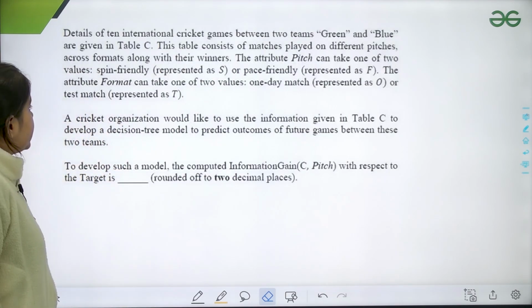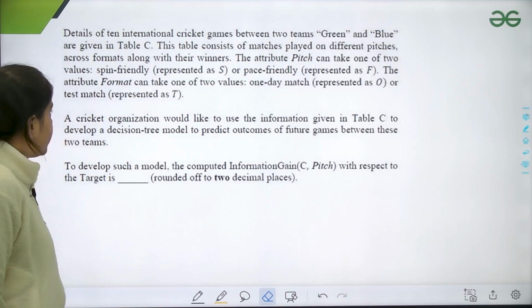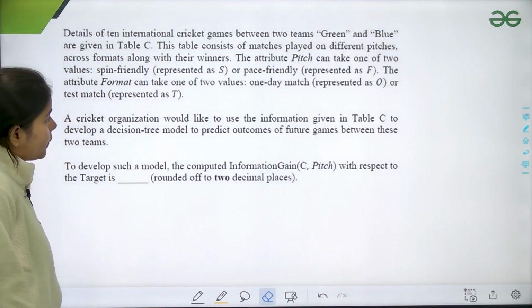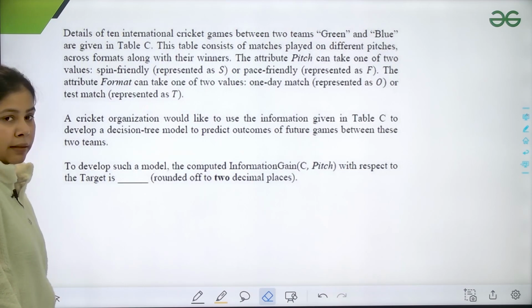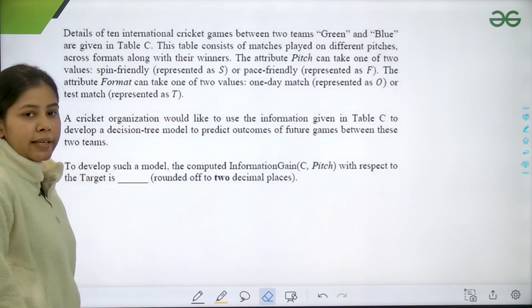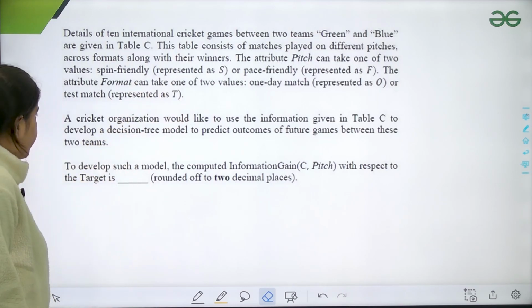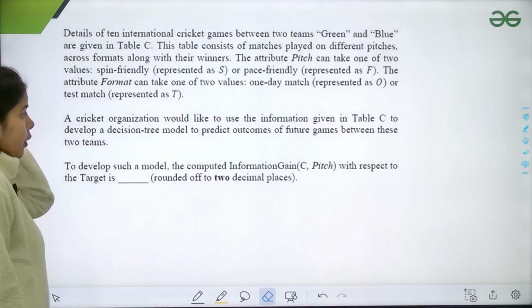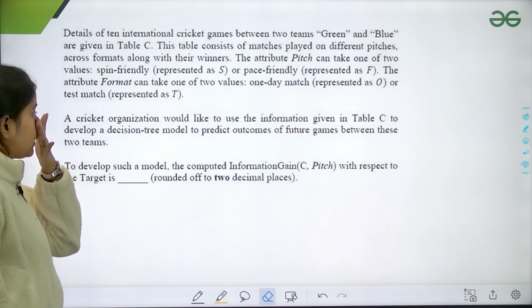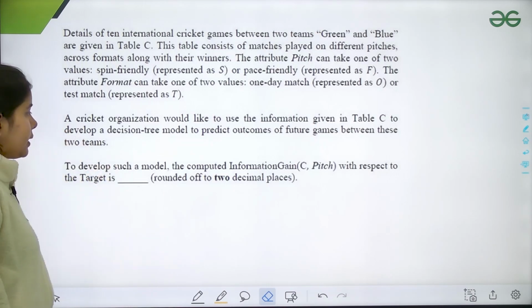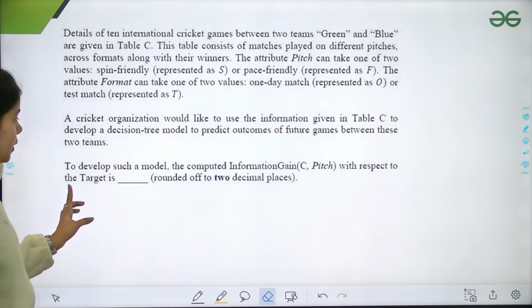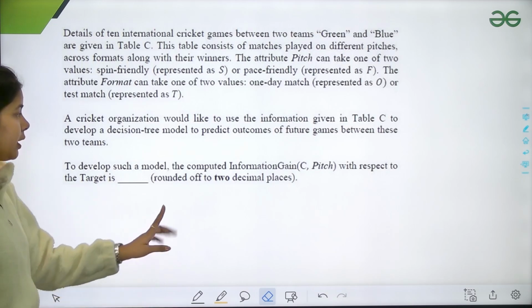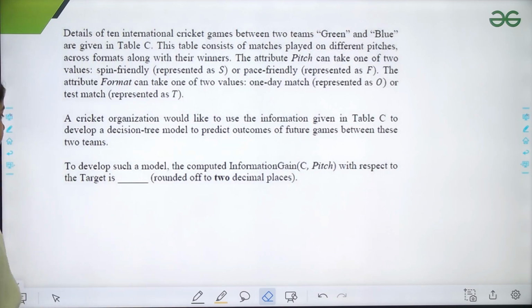So this table consists of matches played on different pitches across formats along with their winners. The attribute pitch can take one of two values, spin friendly or pace friendly. Spin friendly is represented as S, pace friendly represented as F. The attribute format can take one of two values, one day match represented as O and test match represented as T. A cricket organization would like to use the information given in table C to develop a decision tree model to predict the outcomes of future games between these two teams.